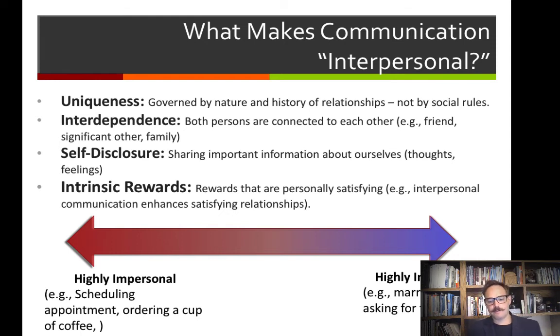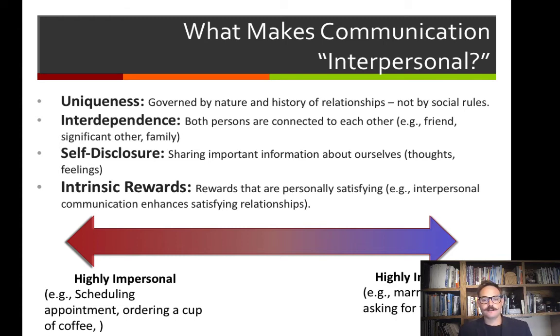Interdependence, this is where both persons are connected to each other in a meaningful way. So, for example, the barista at Starbucks, like, you could replace them with anyone to make your cup of coffee, but could you replace your best friend easily? Chances are probably not. So there's a lot of interdependence within these relationships. Self-disclosure is another key feature that distinguishes between interpersonal and impersonal conversations or relationships. And so self-disclosure is just sharing important information about ourselves, our thoughts, our feelings, and so forth.